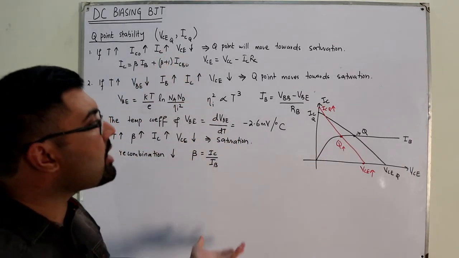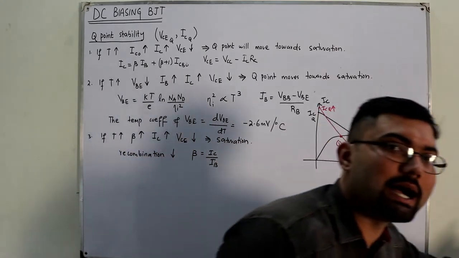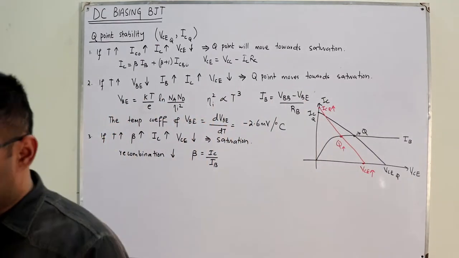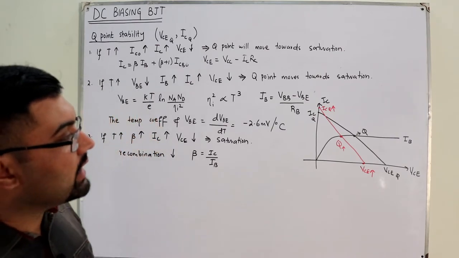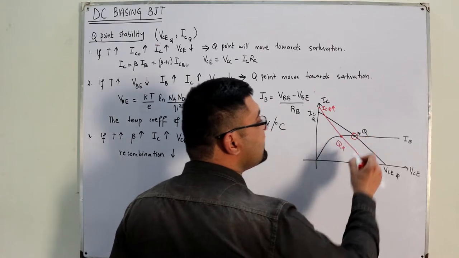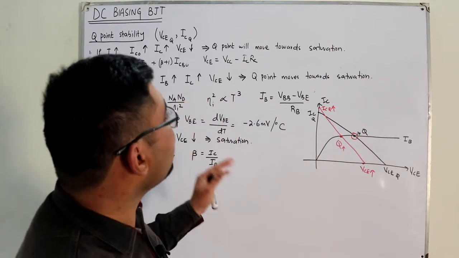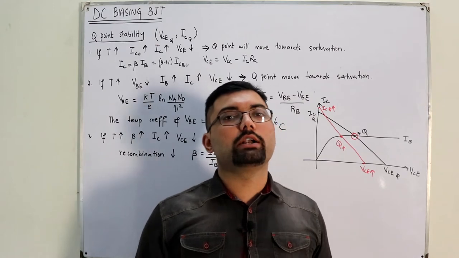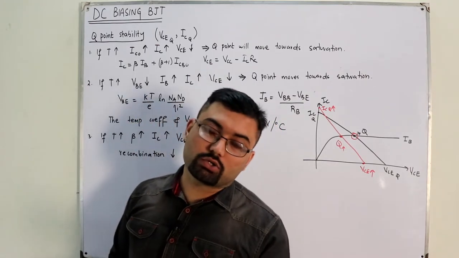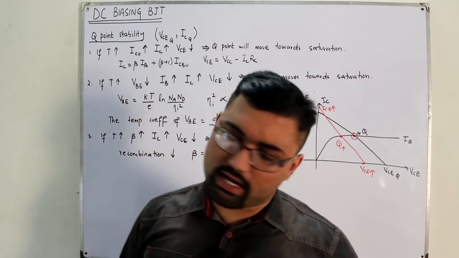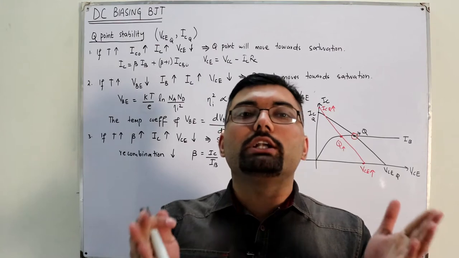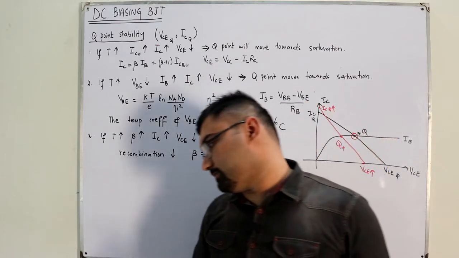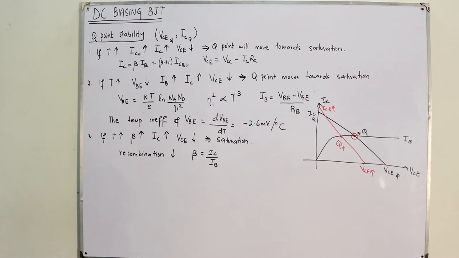Similarly, you can have the exact opposite discussion. The Q point would move toward the right, towards the cutoff region. Our goal is to keep this Q point in the active region, because we want to operate our BJT as an amplifier in this course. Whenever we want it as a switch, most probably in the power electronics courses, we will see what happens in the cutoff and saturation regions. For now, we want to keep it simple and confined to the active region of operation. Is that fine?